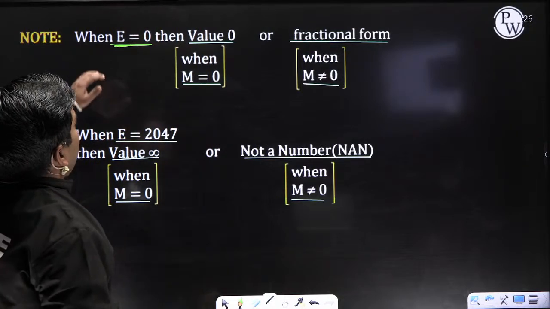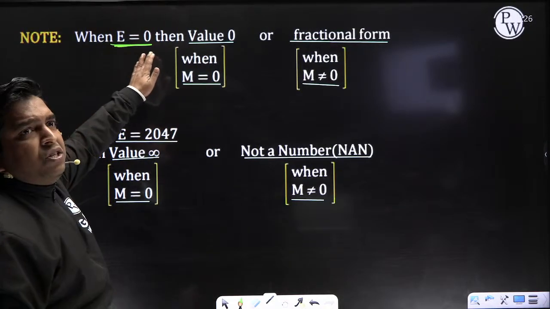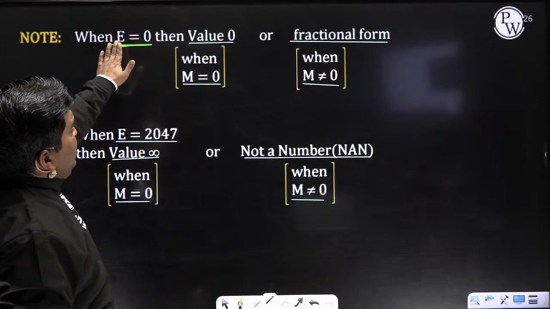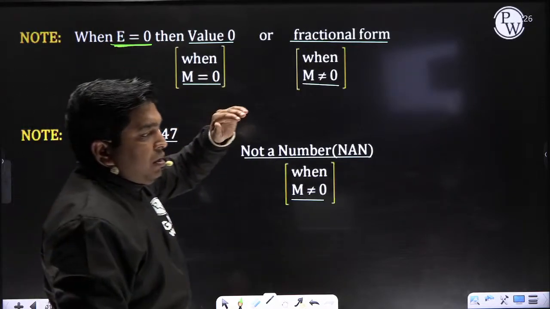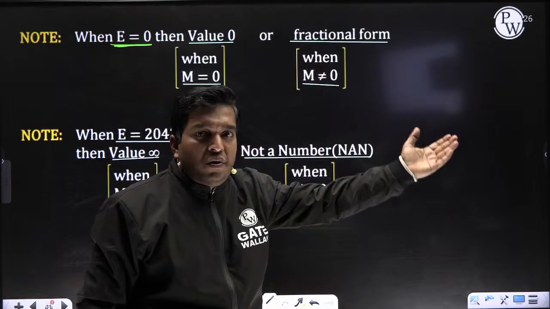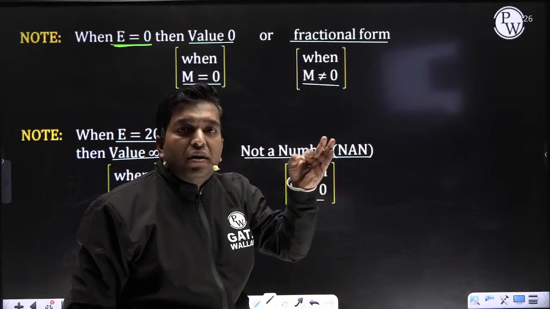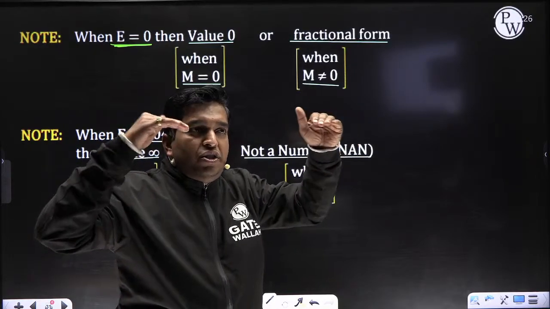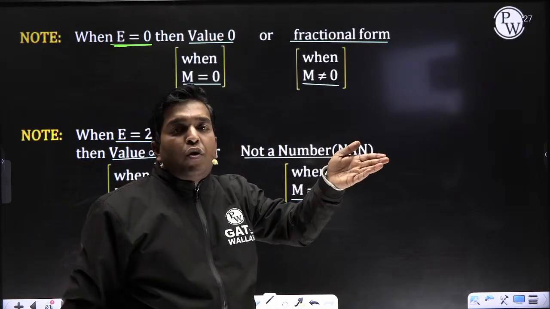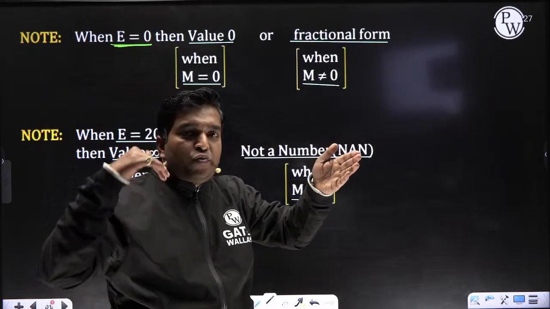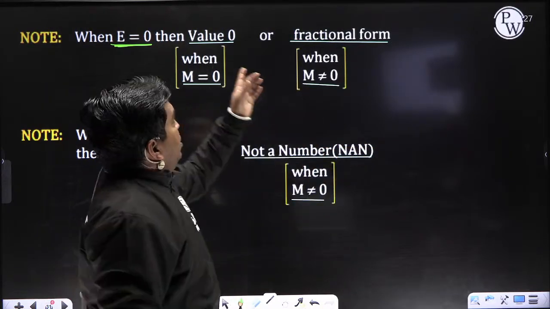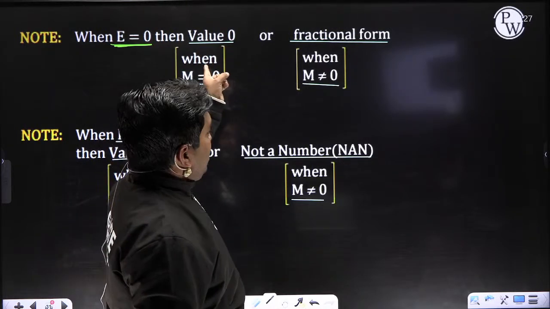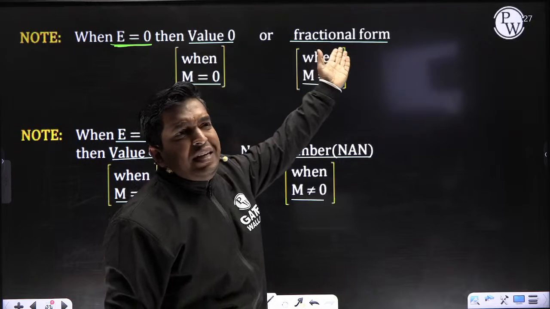Now listen to what I am saying, you are asking how to remember these things. When E is 0, there are two points: M is 0 or not 0. If M is 0, the value is 0. That is used for normalized numbers only. So if E is 0, then the value becomes 0 if M is 0, and if M is not 0, then it is fractional.